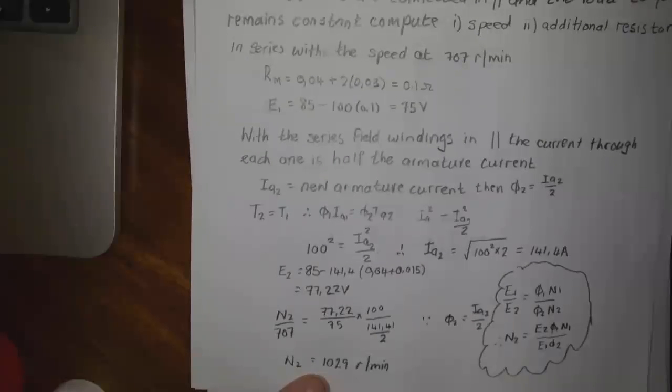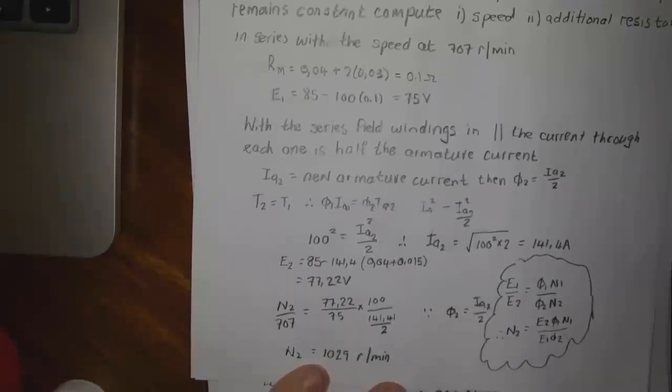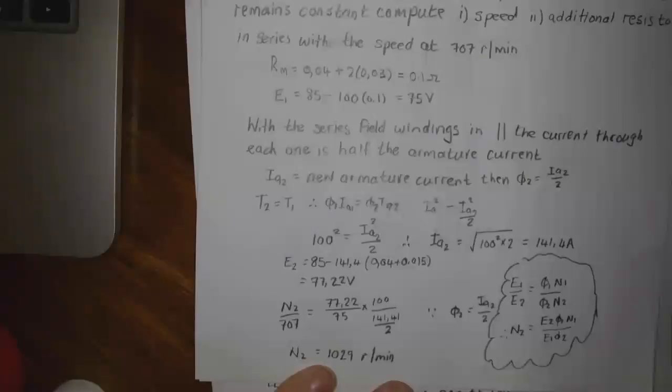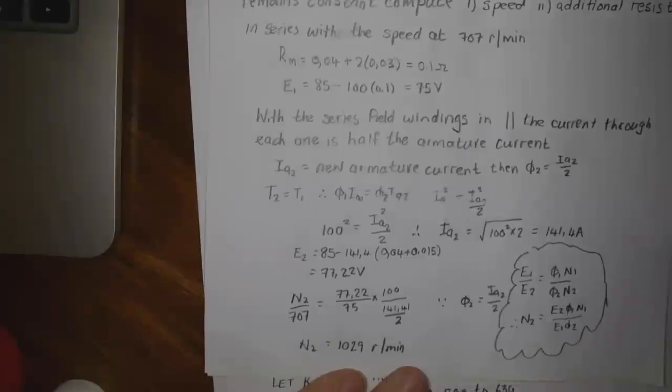And that means IA2 is 141.4 amps. And therefore, E2 is 85 minus 141.4 times 0.04 plus 0.015. That gives us a voltage of 77.22 volts. And then N2 over 707 is 77.22 divided by 75 times 100 divided by 141.41 divided by 2. And that means our speed will now be 1029 revs per minute.